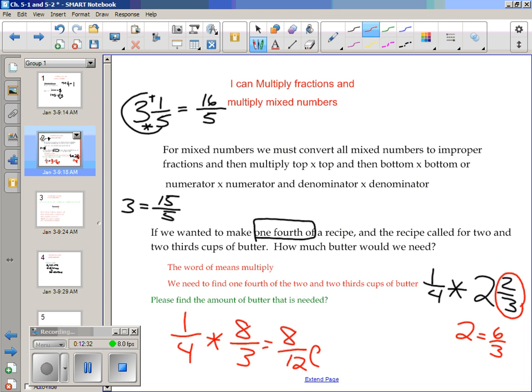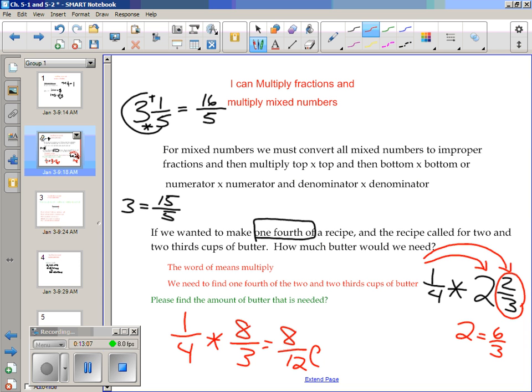Okay? Now, I got a question here. Mr. Martin, can we use the distributive property? Did everybody hear that? He said, Mr. Martin, can we use the distributive property? Should we try it? Okay, so if we're going to use the distributive property, that means that we can take 1/4 of 2 and then add that to 1/4 of 2/3. Does anybody know what 1/4 of 2 is?